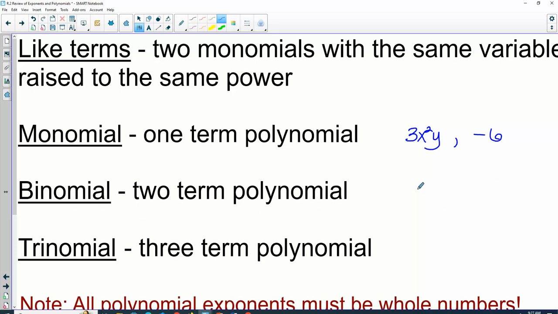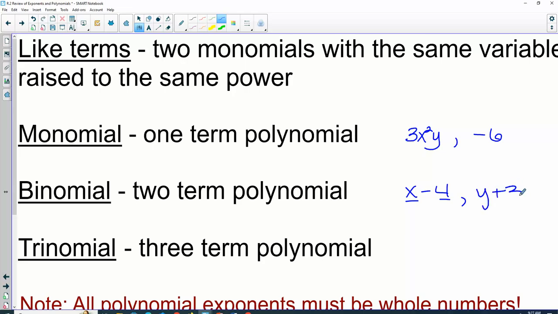Binomial means two terms. Can you give me an example of a binomial? If I said x minus 4. There's a subtraction sign, so it separates them. I have two terms, the x and the 4. Can you guys give me another one? Oh, come on. Somebody's brave. I don't point and laugh if you have a wrong answer. It's okay. You guys have to talk to me. Y plus 3. Thank you.